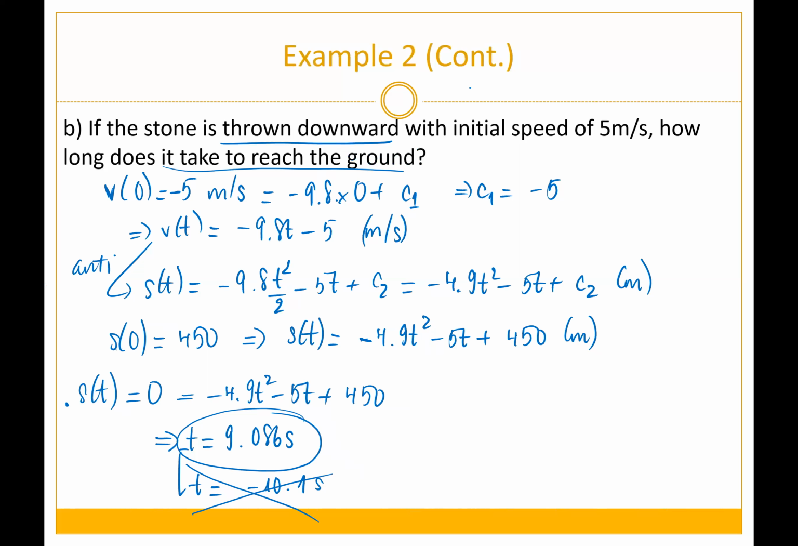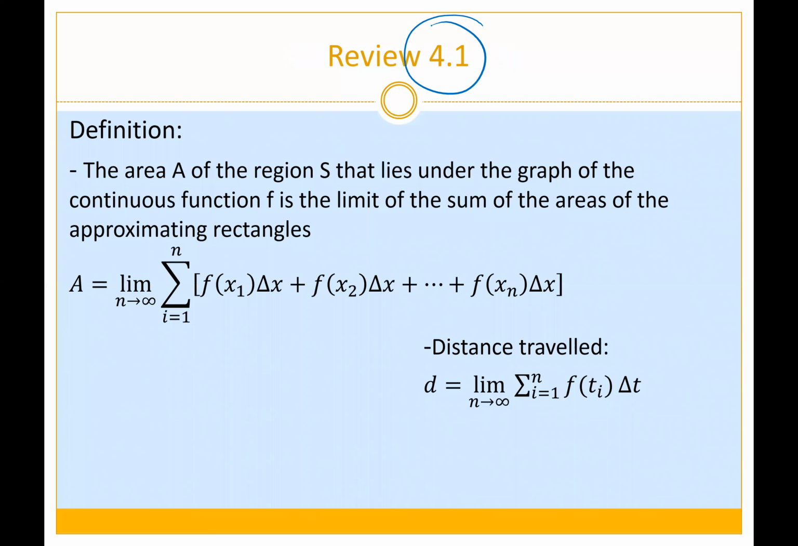Okay, so now we go to 4.1 and 4.2. It's where we come to the definition of things like the Riemann sum, or distance and area under the curve. So the definition: the area A of the region S that lies under the graph of some continuous function is the limit of the sum of the areas of approximating rectangles. This is very clearly seen if you have the graph. I think you're really familiar with this one now because this is what we used in the lecture notes.